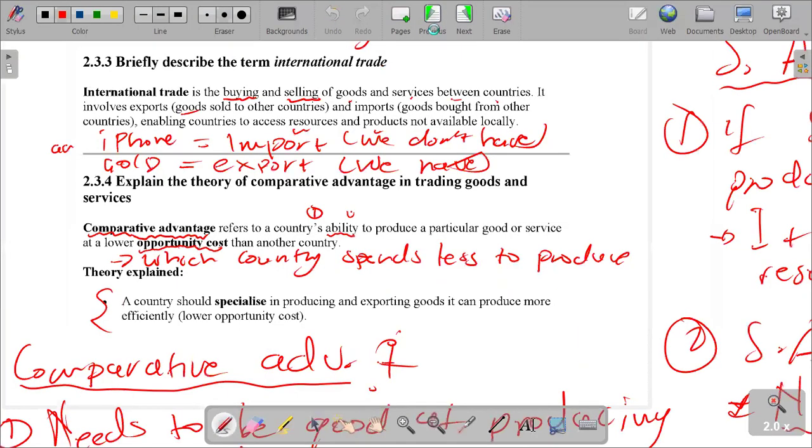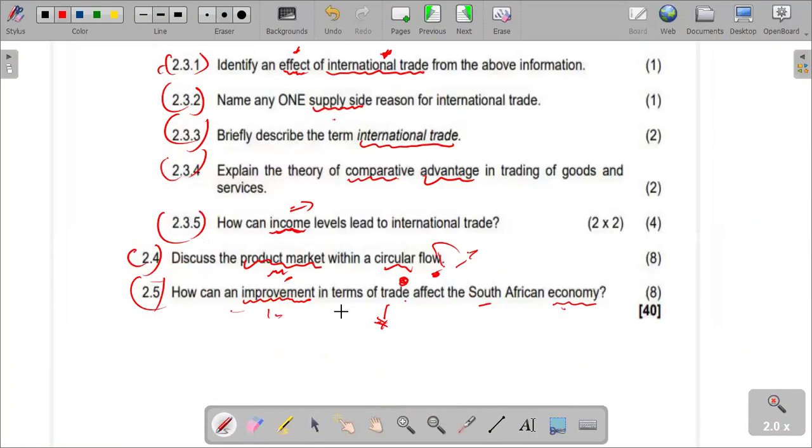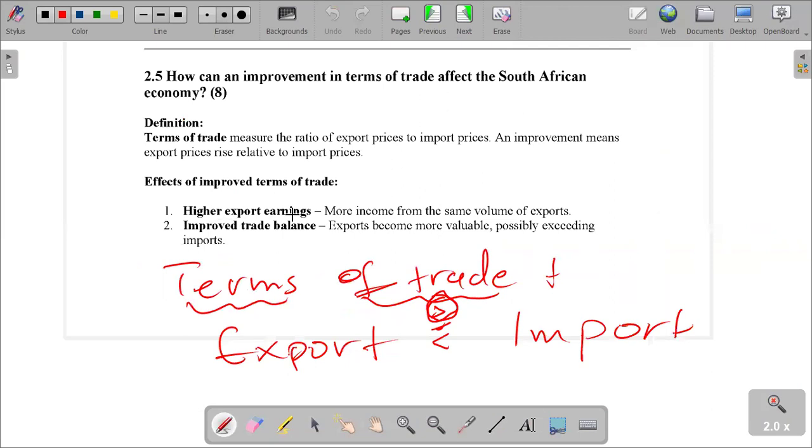So again, let's go back to the question. How can an improvement in terms of trade affect the South African economy? If we improve, what might happen to the country? Number one, higher export earnings, meaning the country will sell more. It says here more income from the same value of exports, right? Or rather, not necessarily sell more.